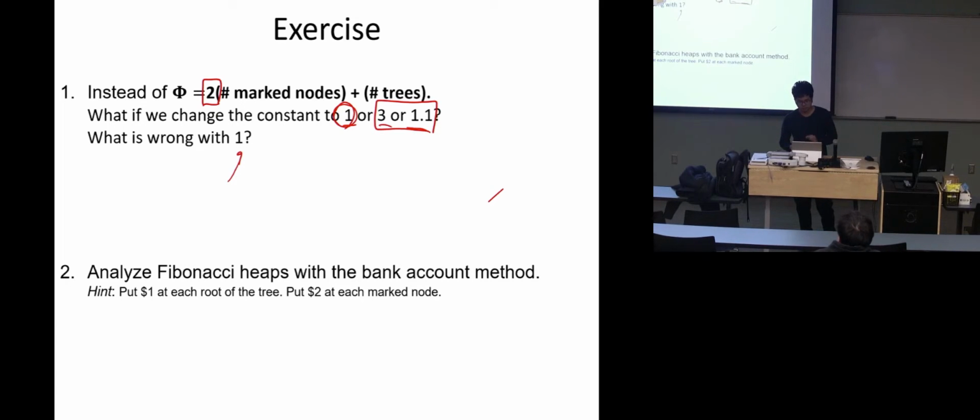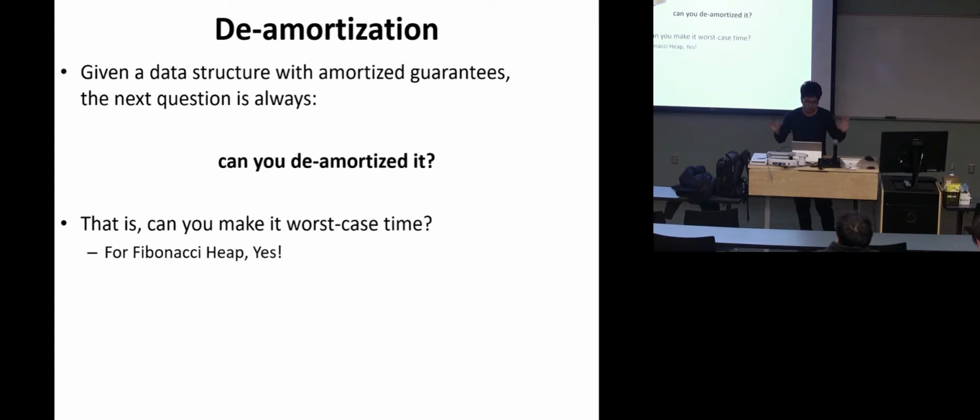One last thing about this, one general thing I want to mention is that this week we talk about amortized analysis. Whenever you see any data structure with amortized guarantee, there is always the next question: can we get the same time, but instead of amortized, we get worst case? Can we de-amortize this time bound? That's always a research question one can ask.